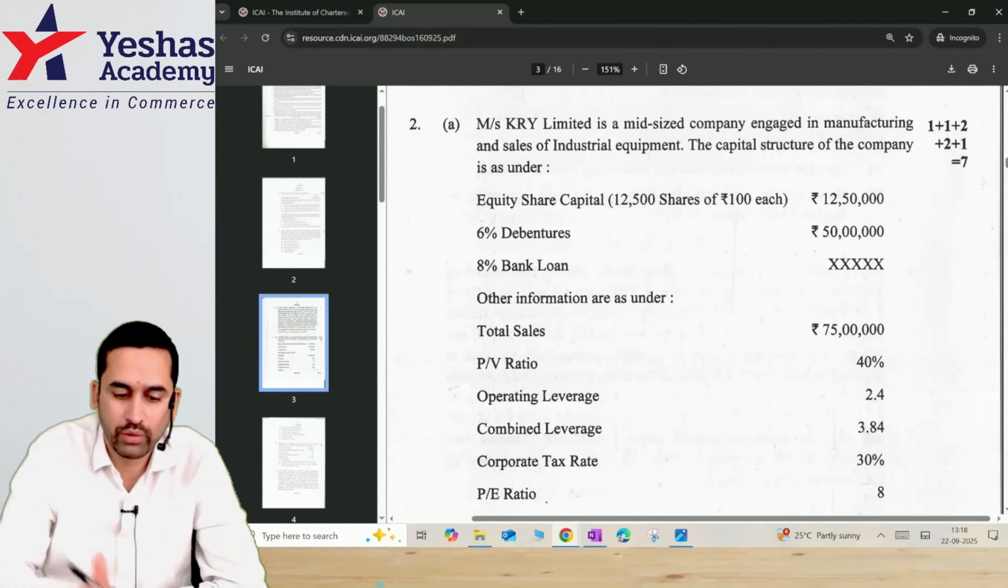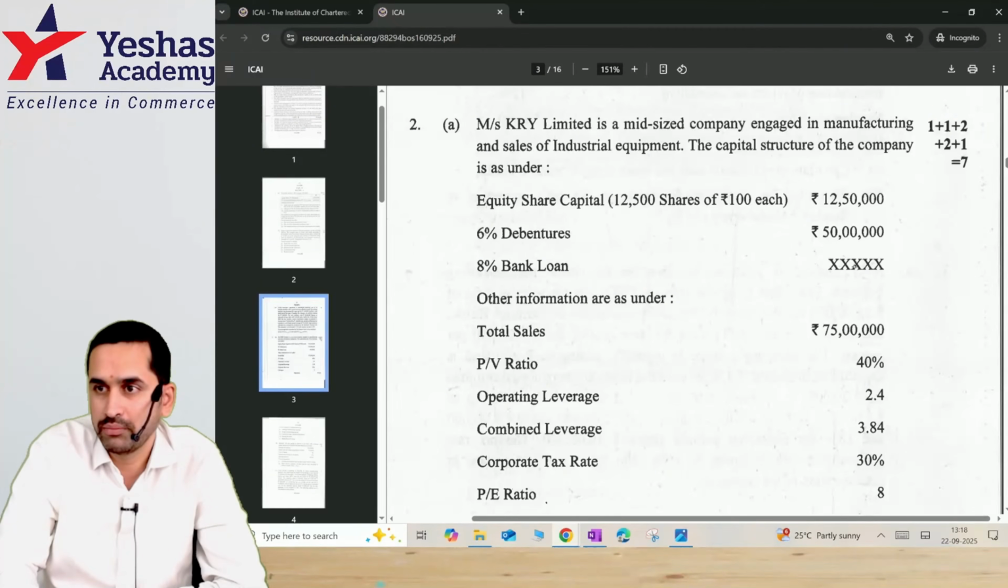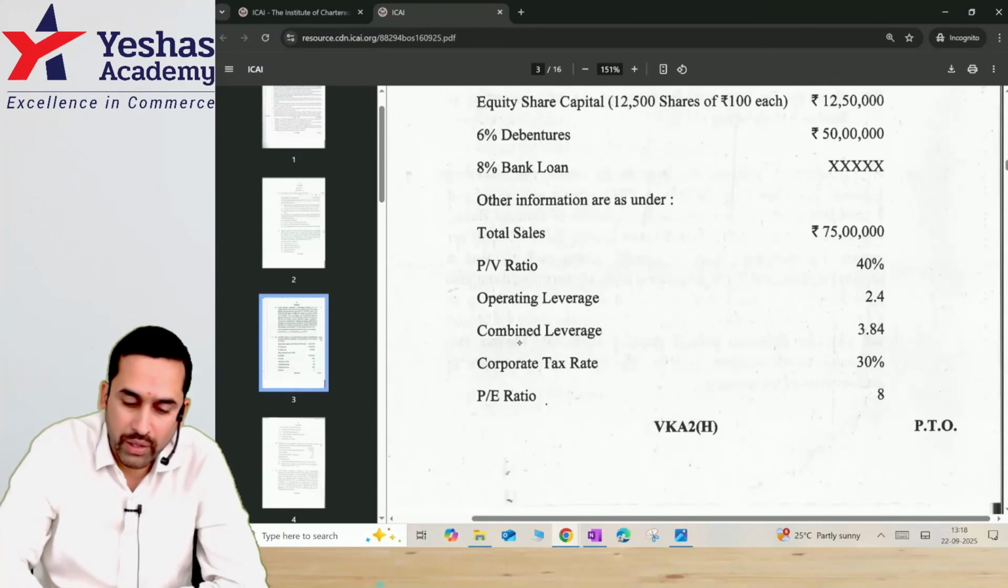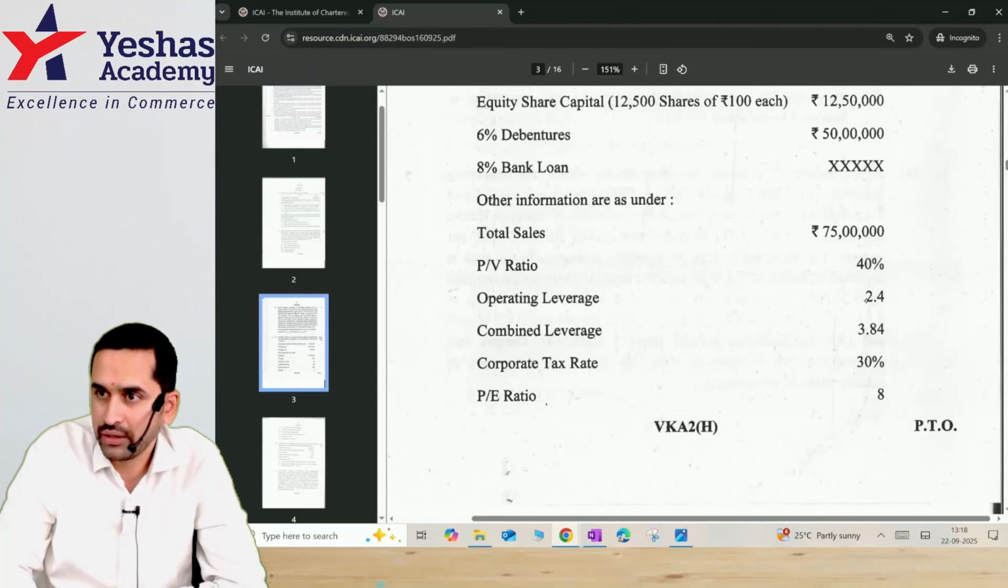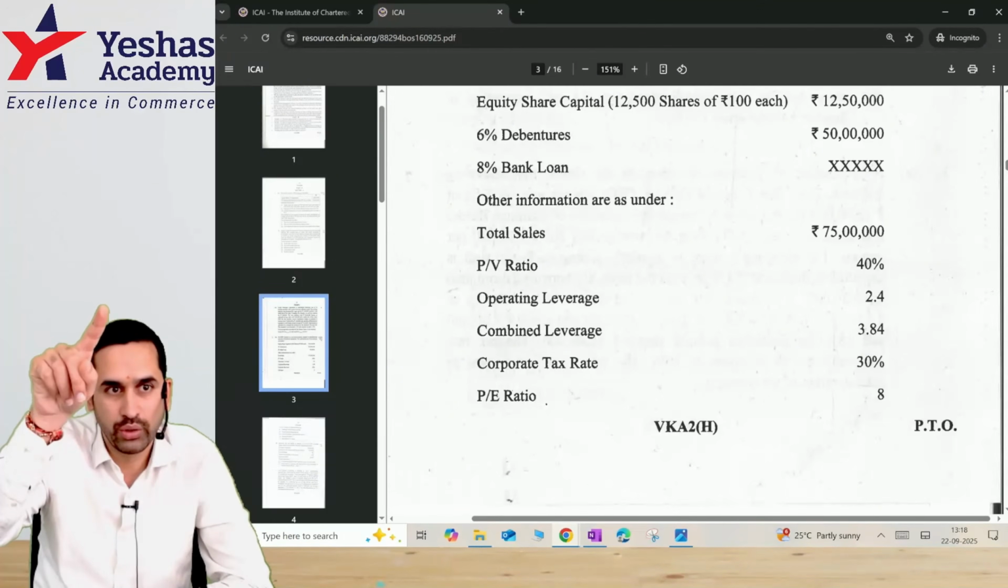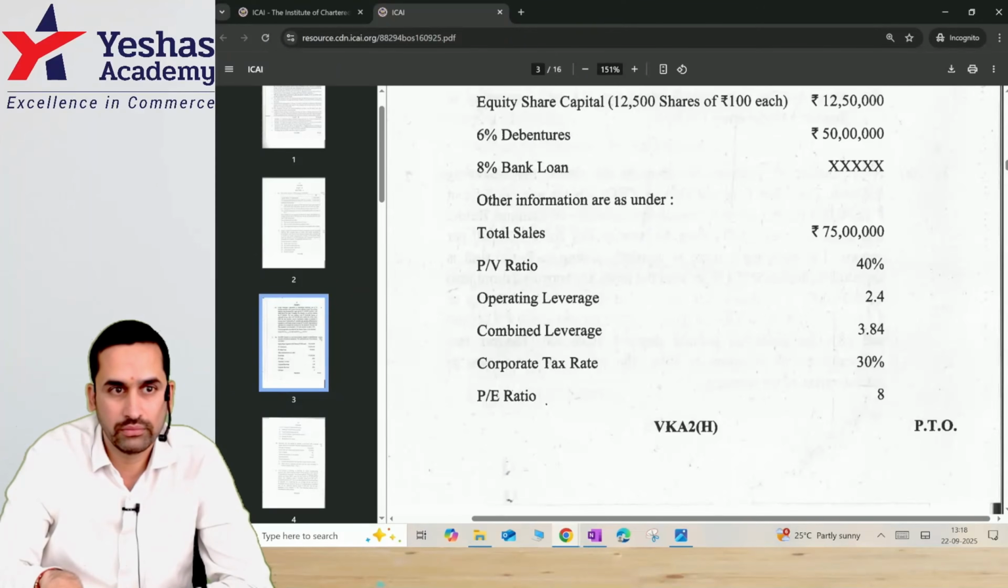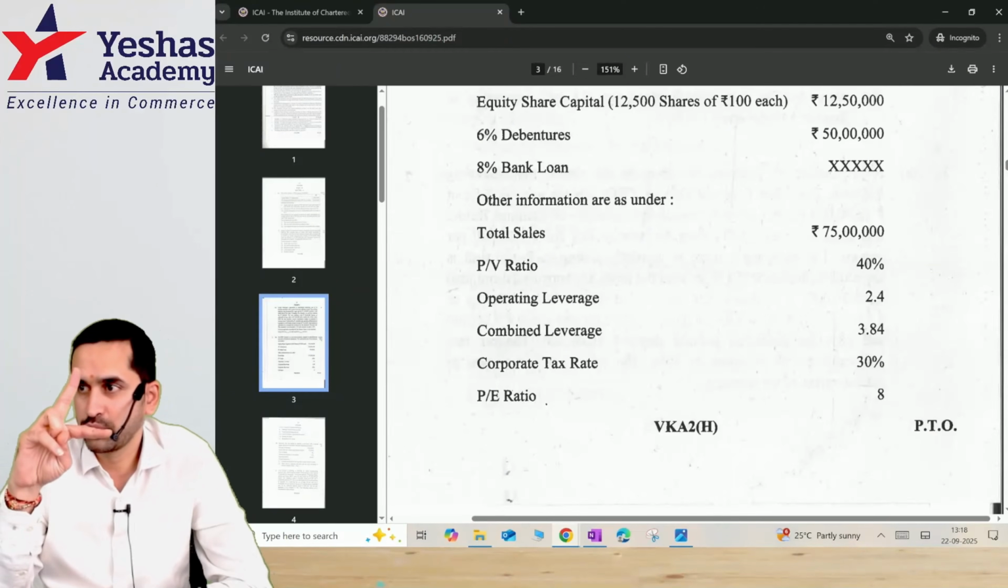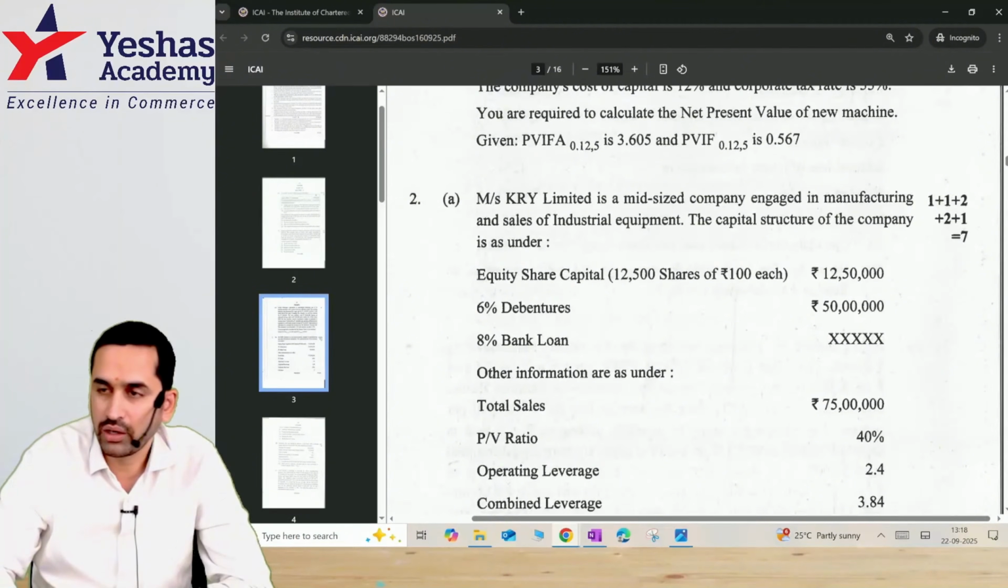From EBIT we have to take out interest. One interest we can take out. Another interest we have to keep that box blank. Correct? But because combined leverage is with you and operating leverage, you can get DFL. If you get DFL, EBIT to EBT. EBIT I told you, EBT will come from DFL. Now missing number should be interest. In that one interest is already ready. Another interest will be balancing figure.